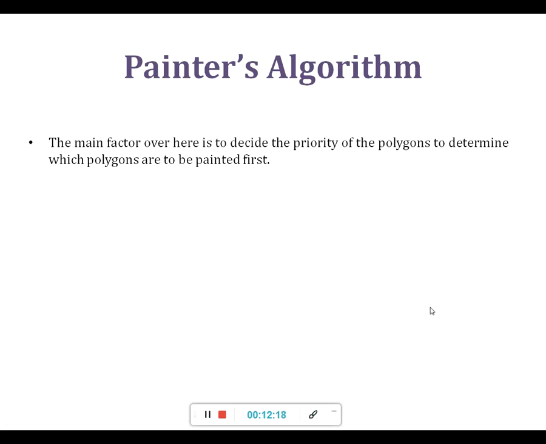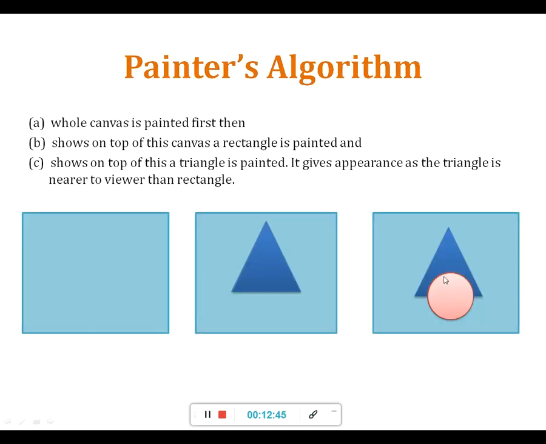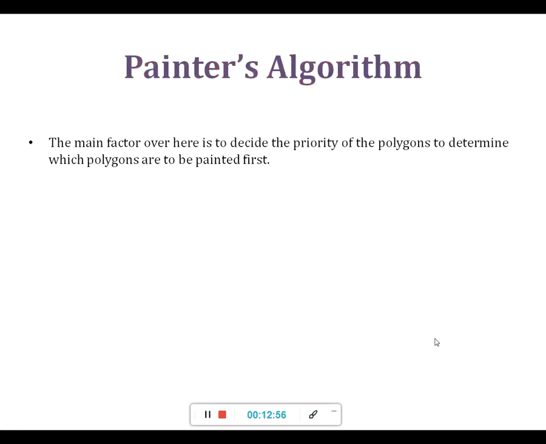Okay. So next, what exactly is the painter's algorithm, and how do we call it a priority algorithm? The main factor over here is that we are going to decide the priority of the polygons, to determine which polygons are to be painted first. So that's why it is also called a priority algorithm. Why? Because we assign some priority to determine which polygons are to be painted first. If we consider the previous scenario here, we need the knowledge of what we have to draw first, whether I should draw the circle first or the triangle first. So that knowledge we are requiring over here.